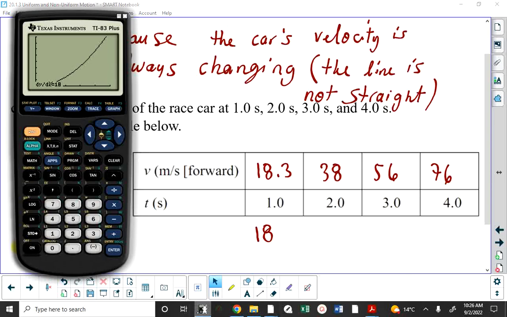Let's do the same thing for 2 seconds. I go to my calculate menu. I choose this because it calculates the slope. I put 2 seconds and I get 36. Again, not too shabby, as my dad would say. I got 38, it's actually 36.